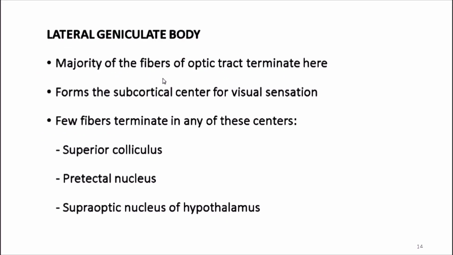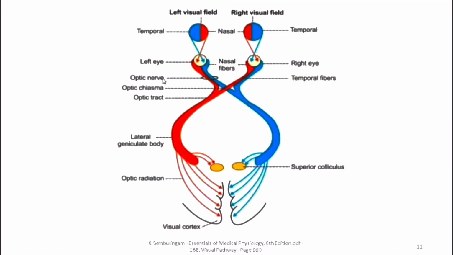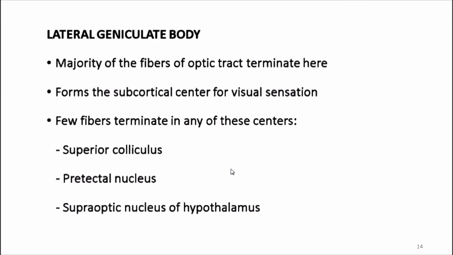Coming to the lateral geniculate body, it is nothing but the third order neuron in the visual pathway. The majority of the fibers of the optic tract terminate in the lateral geniculate body. This lateral geniculate body forms a subcortical center for visual sensation. A few fibers terminate in other centers like the superior colliculus, the pretectal nucleus, or the supraoptic nucleus of the hypothalamus. In the diagram you might have seen here, some of the fibers can terminate in the superior colliculus also. It can even terminate in the pretectal nucleus and the supraoptic nucleus of the hypothalamus.